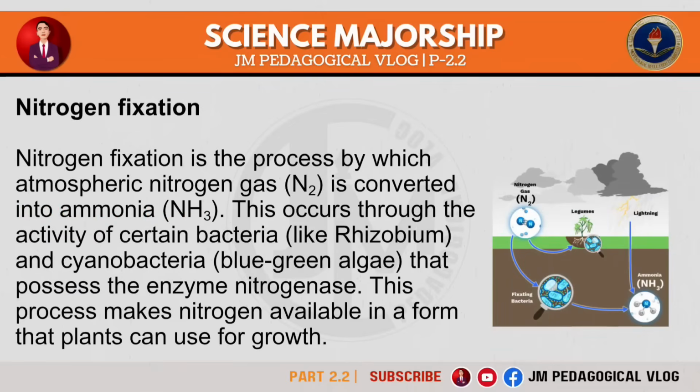Nitrogen fixation is the process by which atmospheric nitrogen gas, N2, is converted into ammonia, NH3. This occurs through the activity of certain bacteria, like Rhizobium, and cyanobacteria, blue-green algae, that possess the enzyme nitrogenase. This process makes nitrogen available in a form that plants can use for growth.